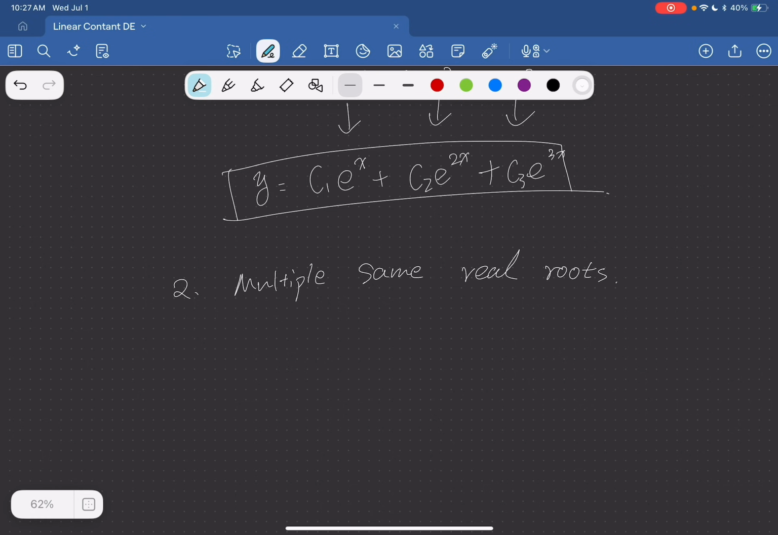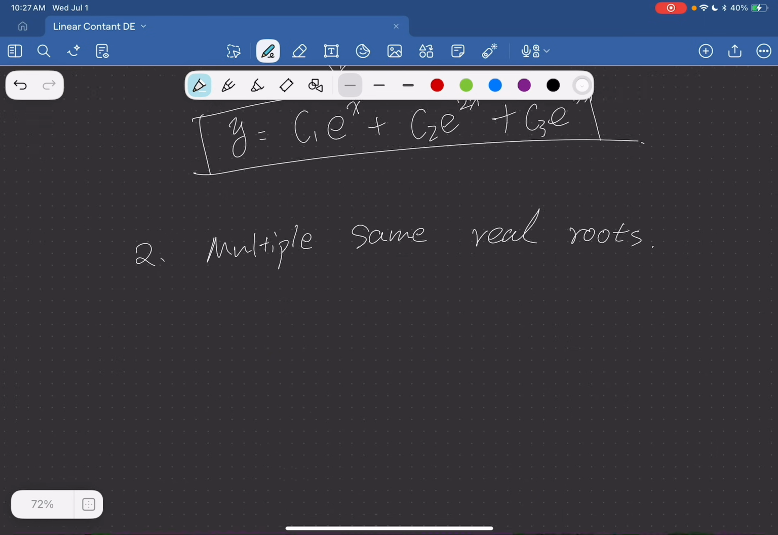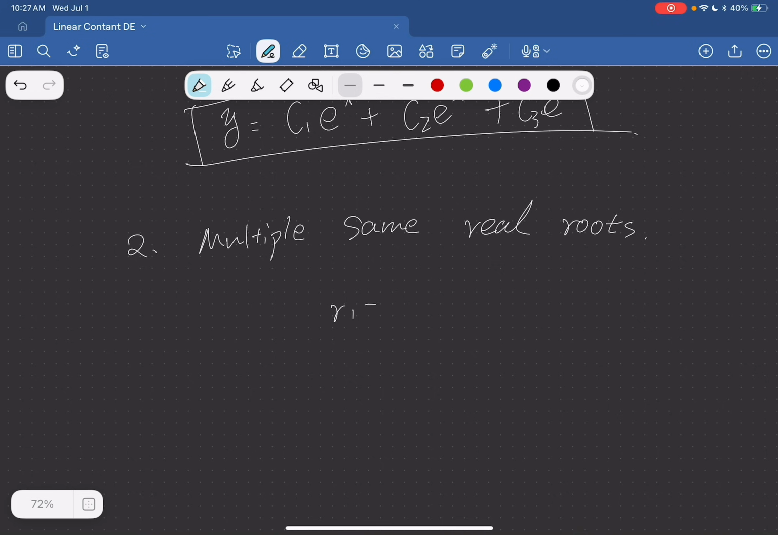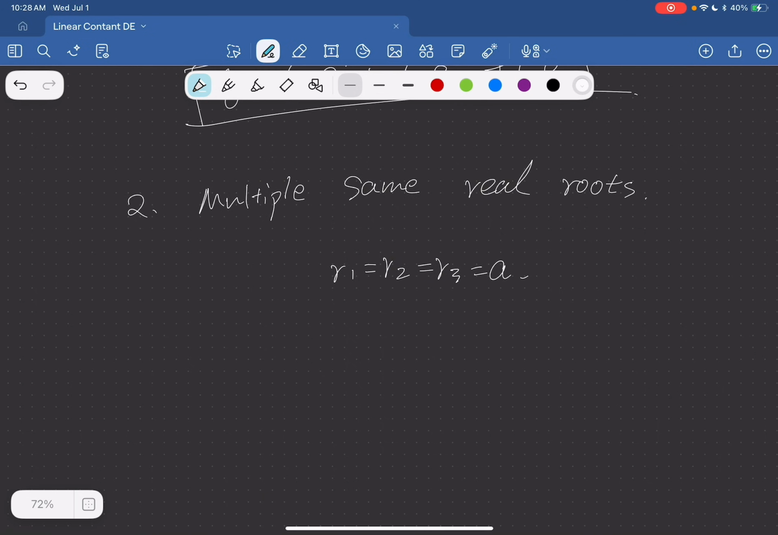So just like our previous video said about the second order differential equations, when we got the same roots, in order to make them different, or in order to make them become independent, you need to multiply a variable to one of the roots to be differentiated from other roots. For example, if we got r1 equals r2 equals r3, they're all equal to a. And their corresponding exponential terms will look like e^(ax), e^(ax), e^(ax).